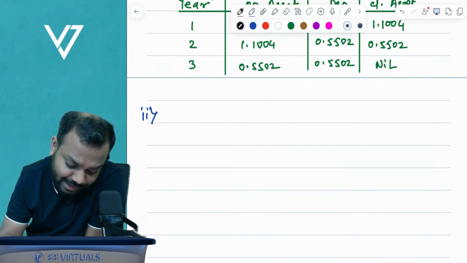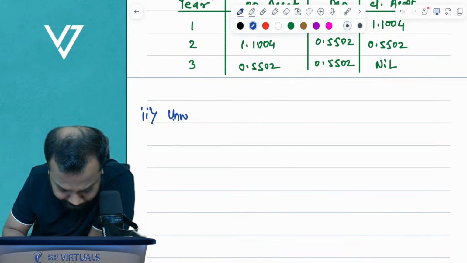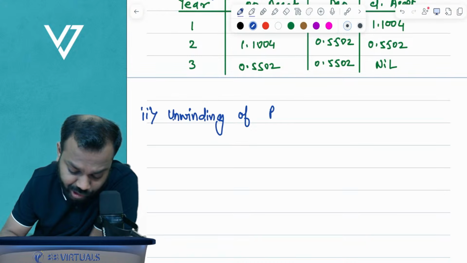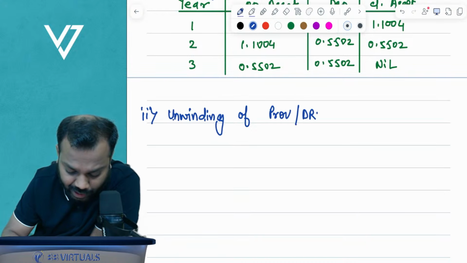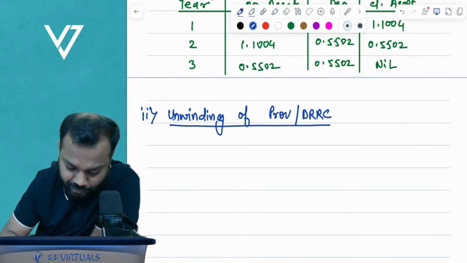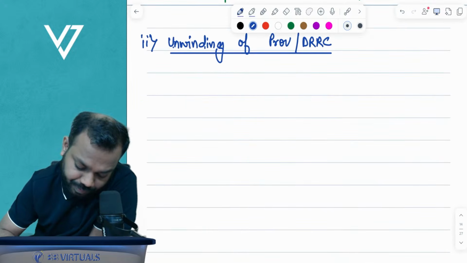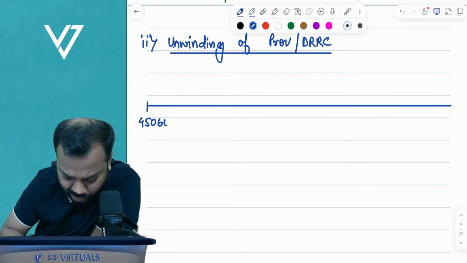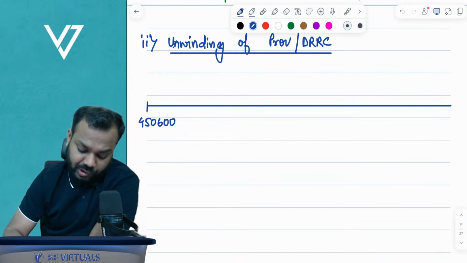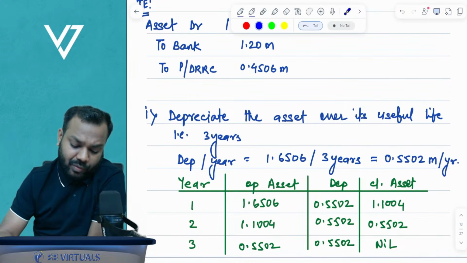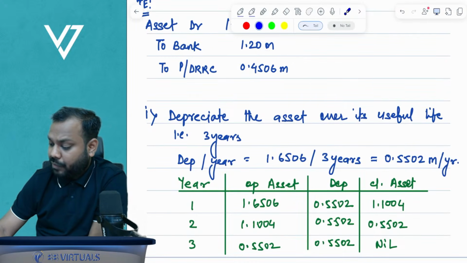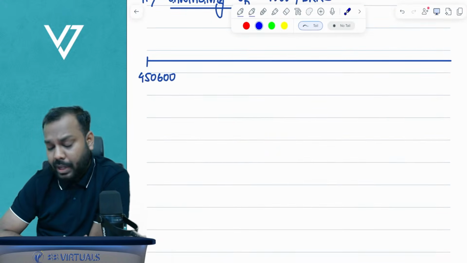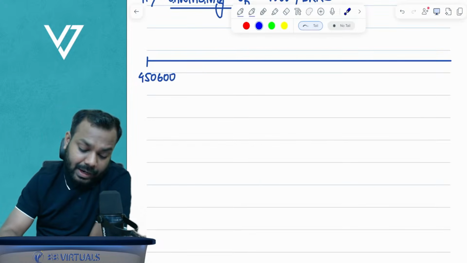Now please understand, unwinding of provision for DRRC. What is the provision that you recorded here? It was 450600. I'm talking in absolute figures. This figure was in millions, 0.4506 into a million, so 450600 is the absolute figure. This is the amount that you have recorded.